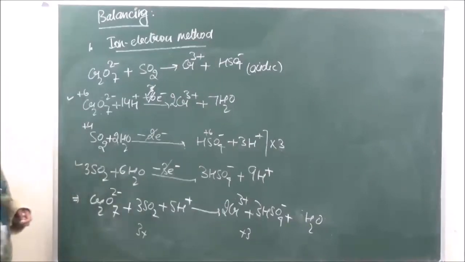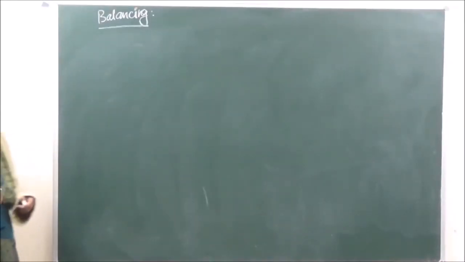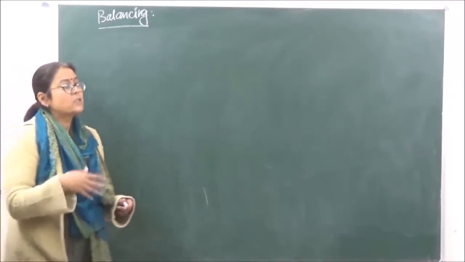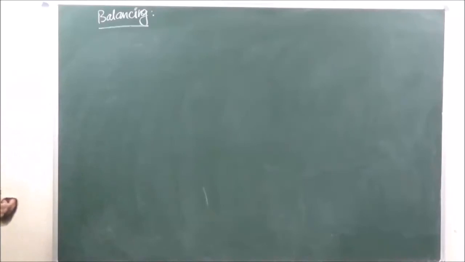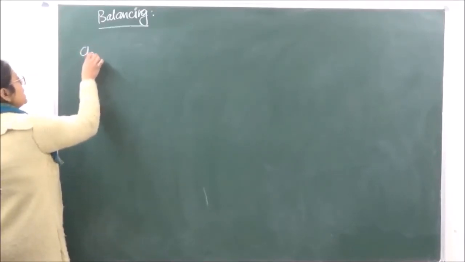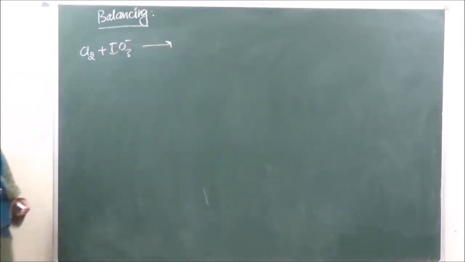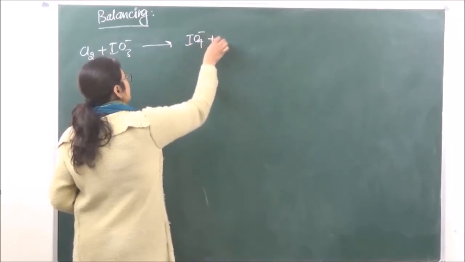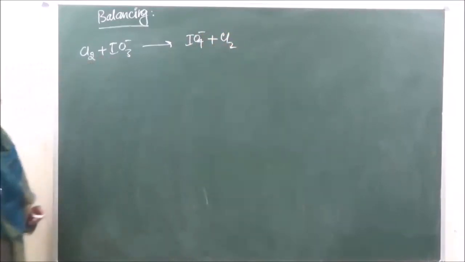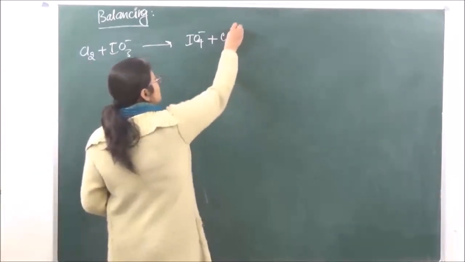Now let's understand what is going to happen in case of basic medium. Okay. Now in case of basic medium, instead of adding H positive, we are going to add OH negative ions. Okay. So let's explain this with the help of an example. We have Cl2 plus IO3 negative to give us IO4 negative plus Cl negative. So this is our reaction.